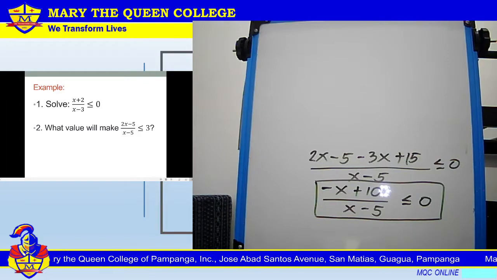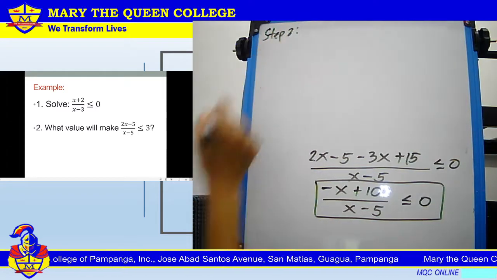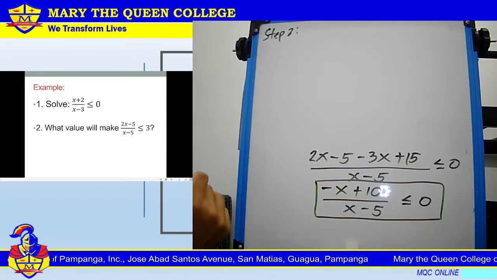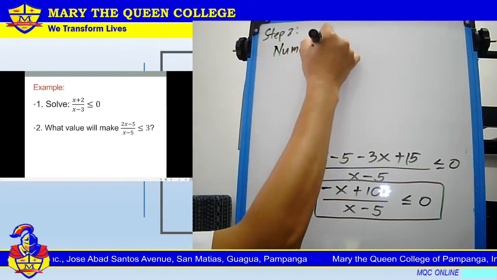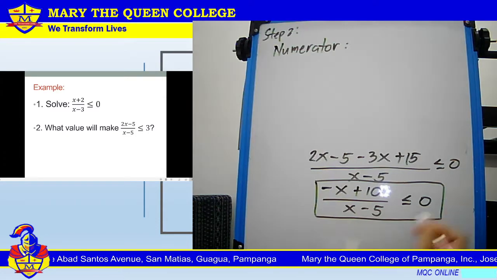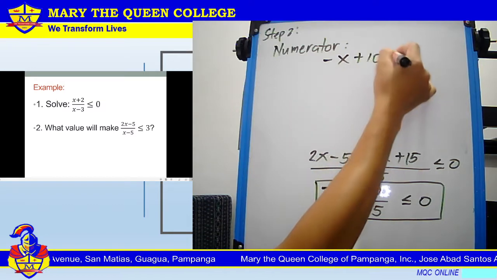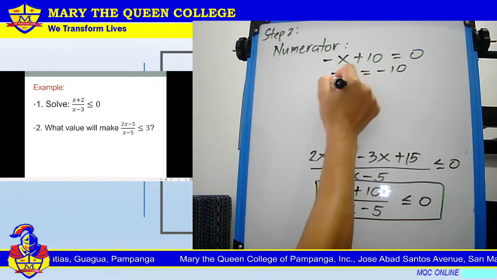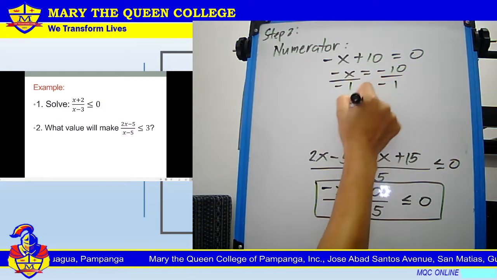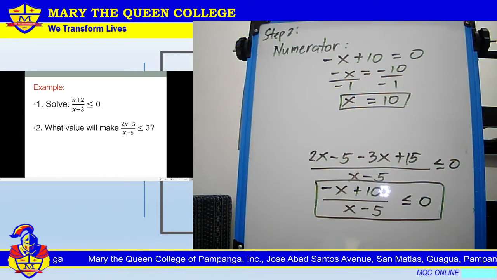So we have to determine the meaningful numbers, the meaningful numbers for the numerator and the denominator. For the numerator, we'll be using the newly formed inequality. So we have negative x plus 10 is equal to 0. So negative x is equal to negative 10 all over negative 1, negative 1. So x is equal to positive 10. So 10 is our meaningful number.